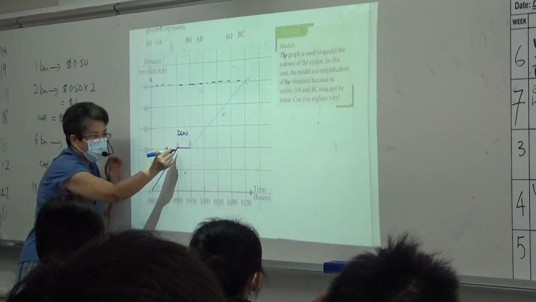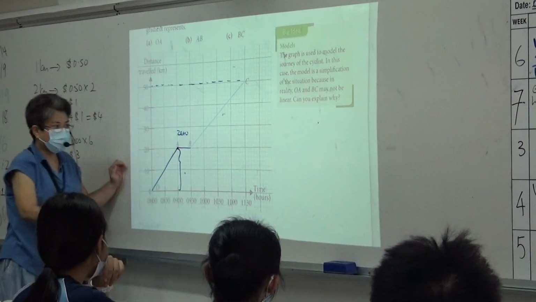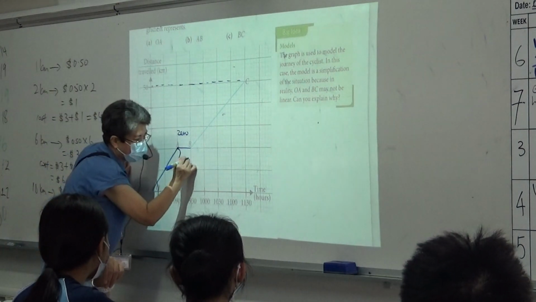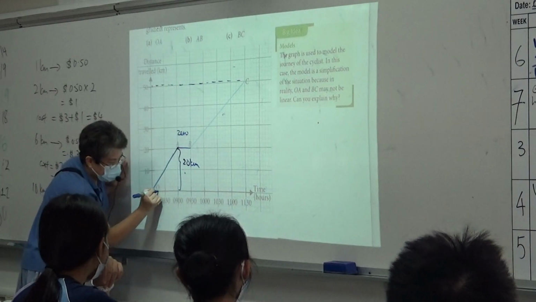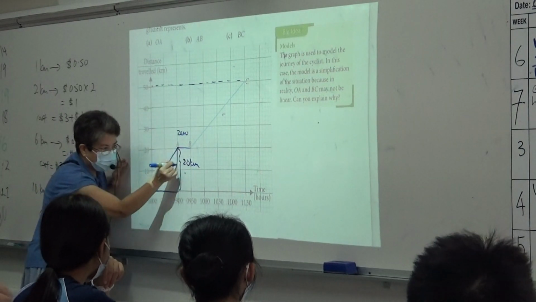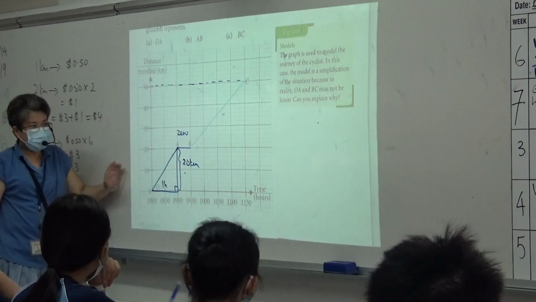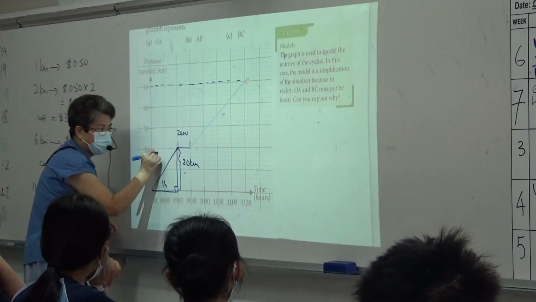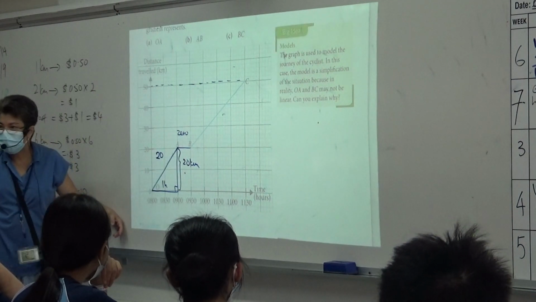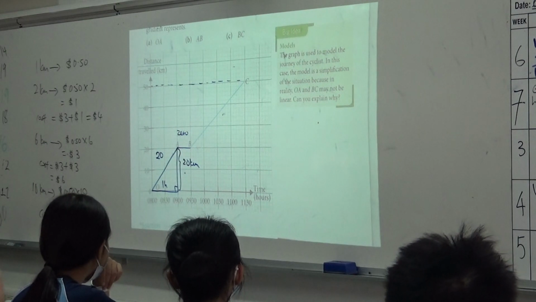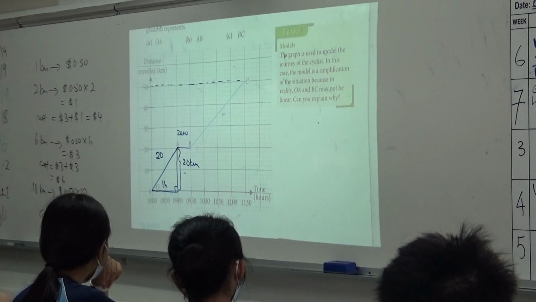Okay? Now, what is the number of units here? 20 kilometers, right? How many hours here? 1 hour, right? Correct. So what is the gradient here? The gradient here is 20, right? And what does it mean? It's the speed of 20 kilometers per hour. Everybody clear with what I'm saying?